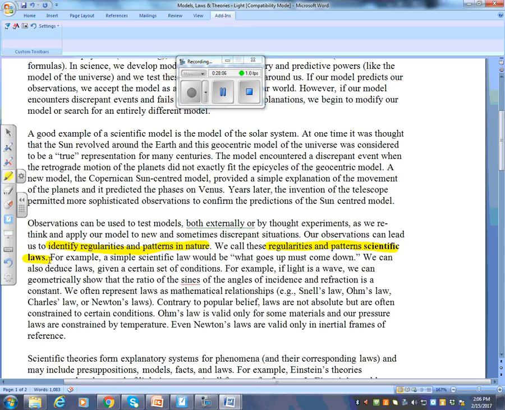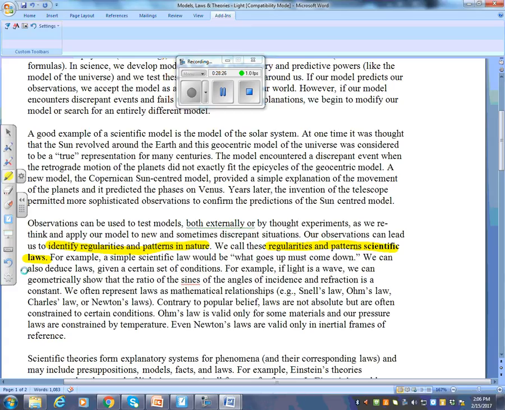Things we always see. When you let go of your pen, it falls. It's a regularity or pattern. A simple scientific law would be what goes up must come down. It's the law. Even Zane can't break that law.